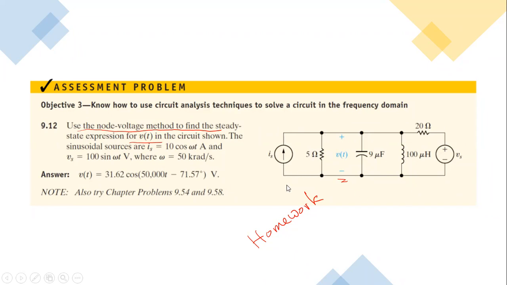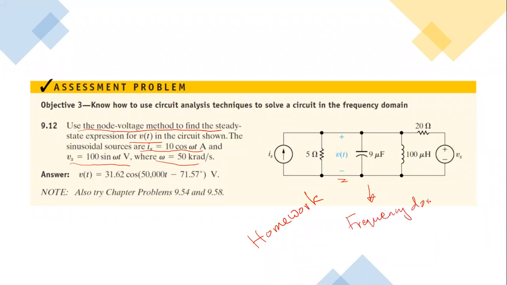What you need to make sure of first of all is that you have the time domain expression. So I source is given as much and V source is given as much, and here is the frequency. What you need to do first is to convert this circuit from time domain to frequency domain.